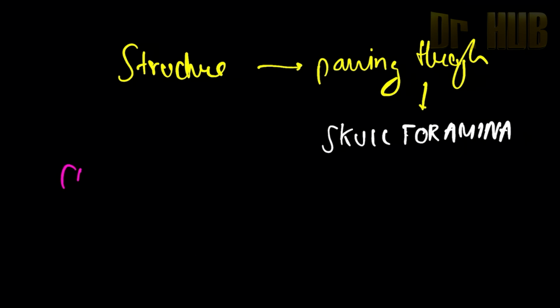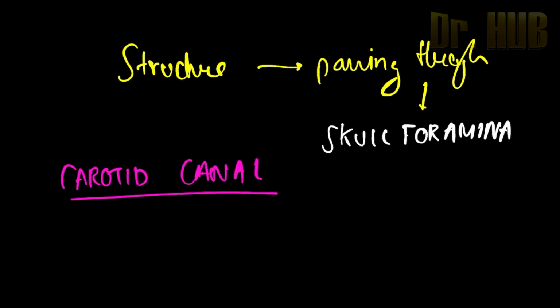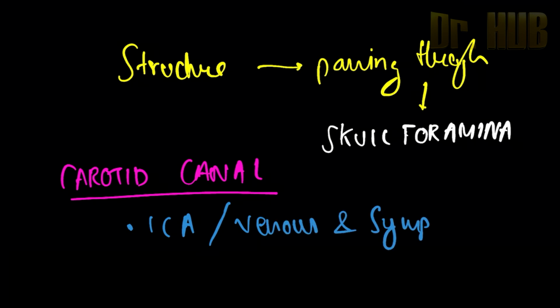Carotid canal. So what will be present in the carotid canal? It will be the ICA, that is the internal carotid artery. Then comes the venous and sympathetic plexus, and this is around the artery. So in the carotid canal, the word carotid tells you it is the internal carotid artery, and the venous and sympathetic plexus around the artery.